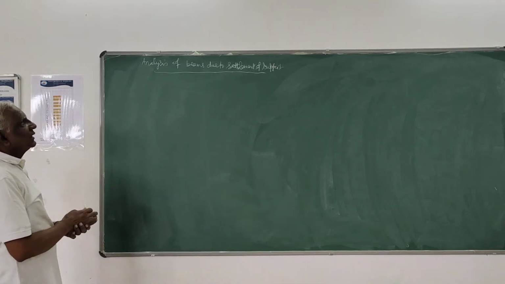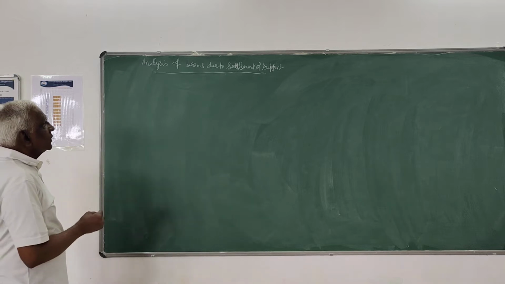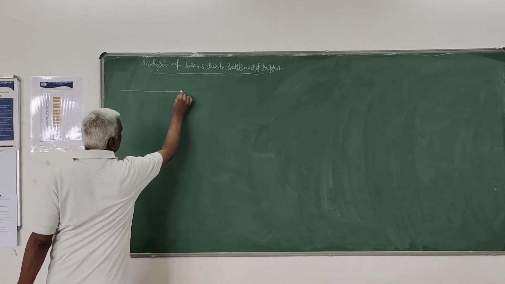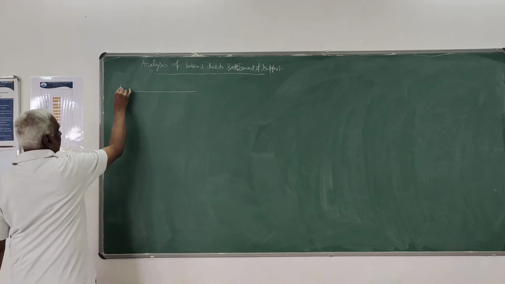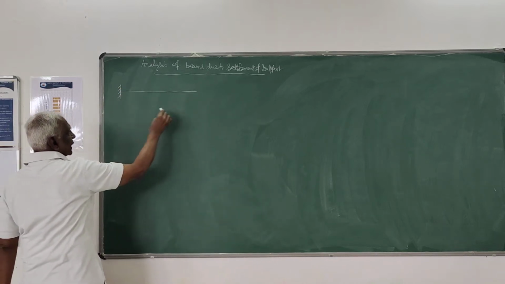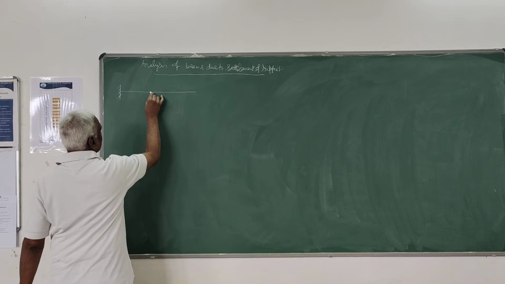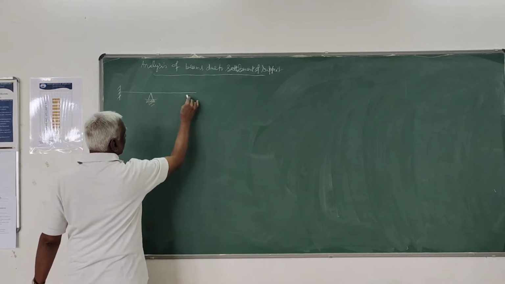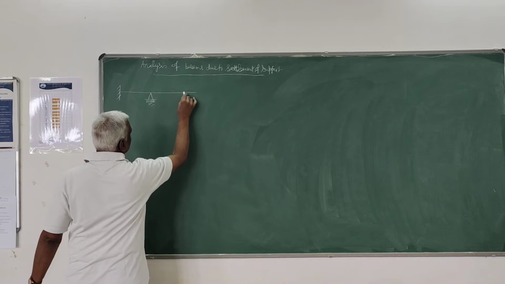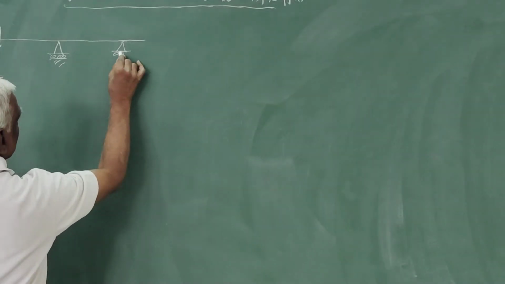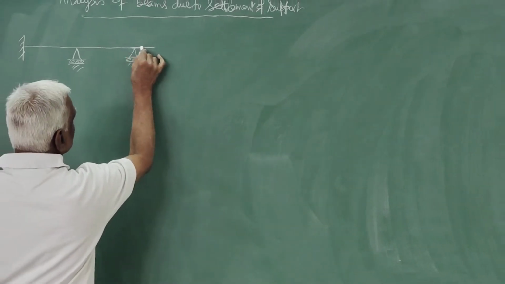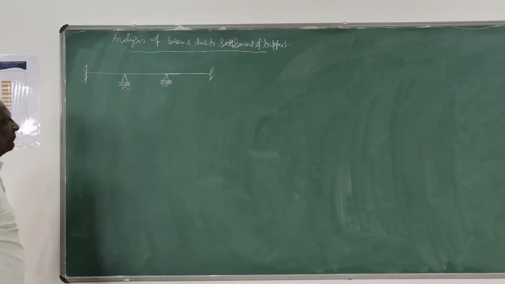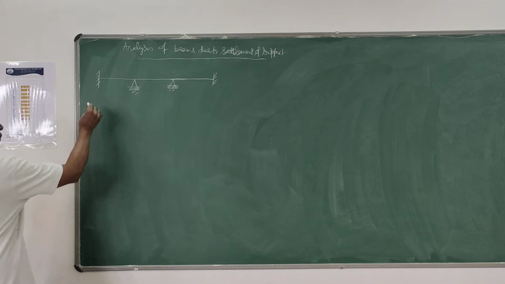So we take up the analysis of beams due to settlement of support. Already I have got a problem in the regular class. So we take up another problem including a rotation, that is corresponding to kinematic independence also. So let us take up a general problem like this without any loading.